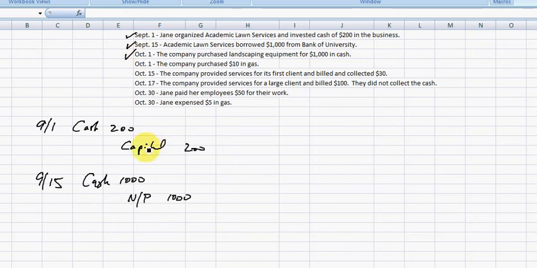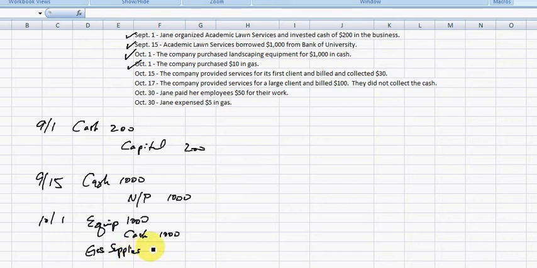On October 1st, the company purchased landscape equipment for $1,000. So they used cash of $1,000, and now they have equipment worth $1,000. Two things happened on October 1st. The company also purchased $10 in gas. So here we have gas supplies, $10, and then a credit of cash, $10.